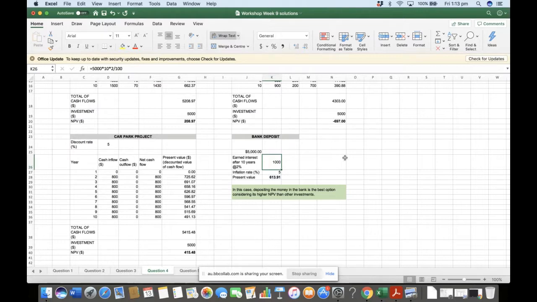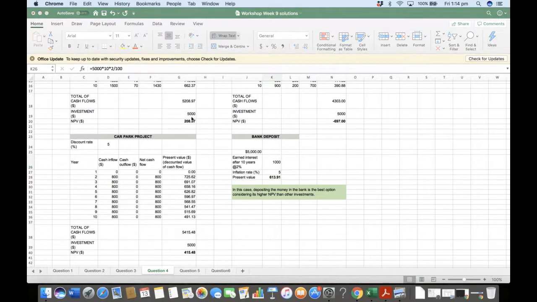So you want to transform this 1 million profit that you're going to make at the end of 10 years to today's value by using the inflation rate of 5%, and you're going to compare this with the profits of the other investments. Since we can see here that the profit you're going to make out of this investment is higher than the profit we are getting from the other investments, it is better to go with this option of depositing your money in the bank. Okay, I hope that was clear.